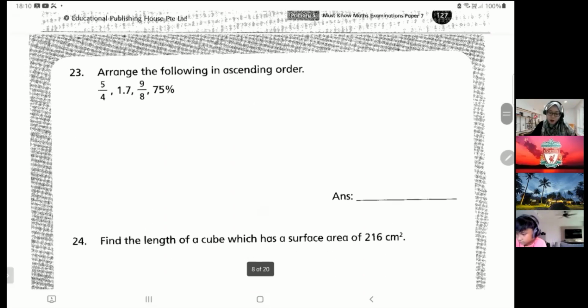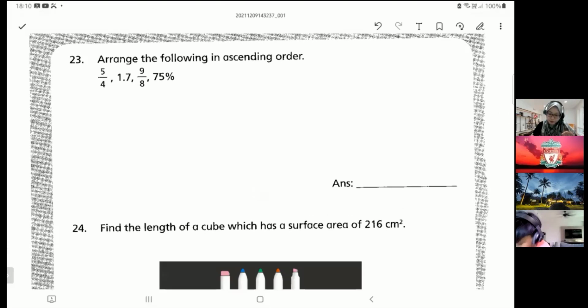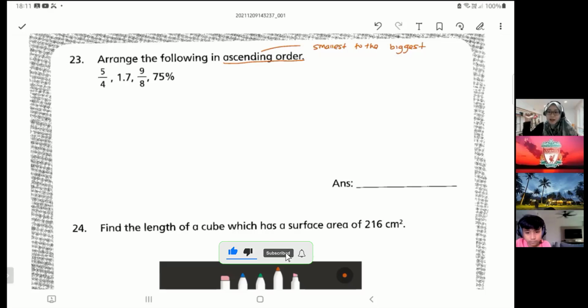Next, 23. Arrange the following in ascending order. Ascending order means from the smallest to the biggest, going upwards. If you look at all these, everything is jumbled up. One is a fraction, one is a decimal, another one is a percentage. What must I do then? Convert everything to be something similar. I'm going to convert everything to decimal.